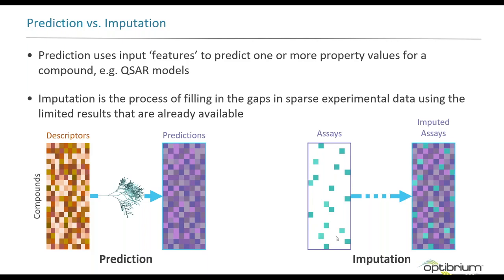So the starting point is a sparse experimental data matrix. These sparse data are used to impute the missing values in the sparse matrix, and in this way, imputed values are generated for the gaps in the experimental data.